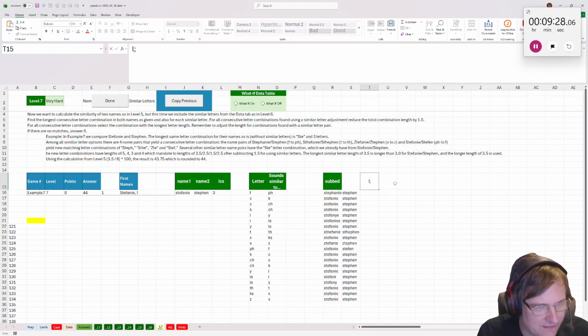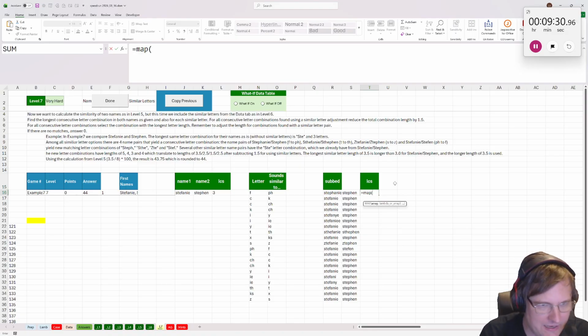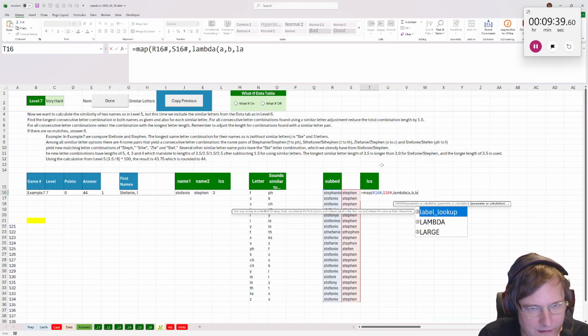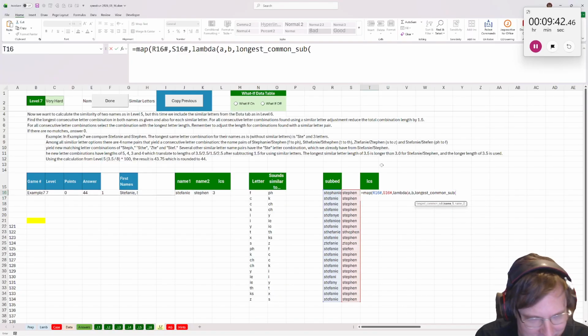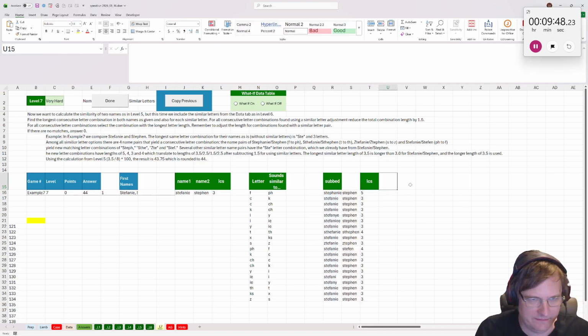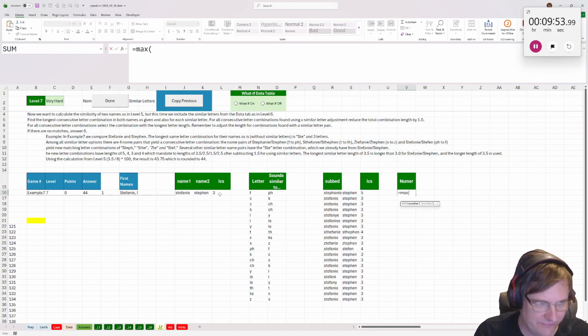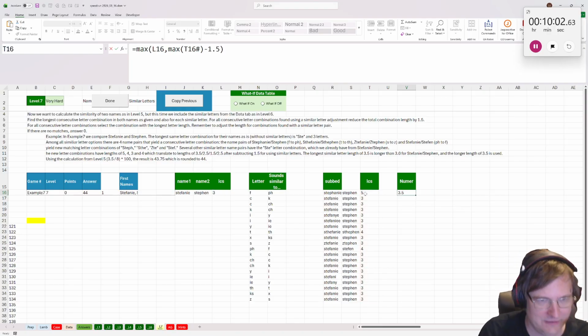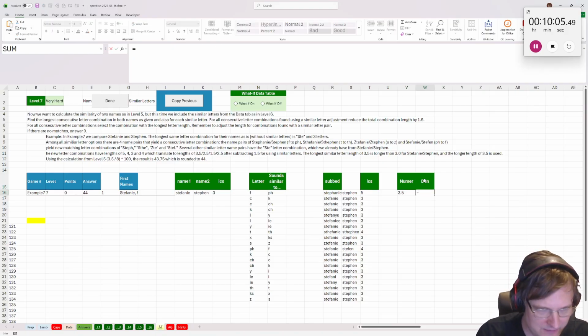All right. So now I need the longest common substring for all of these, right? So the map of here and here, lambda A, B of the longest common substring of A and B is this. So the numerator now is the max of this is a possibility. The other possibility is the max of this minus 1.5, because if you have to do a substitution, you take away a 1.5 penalty. The denominator then is the same as before, the max of the length of these.